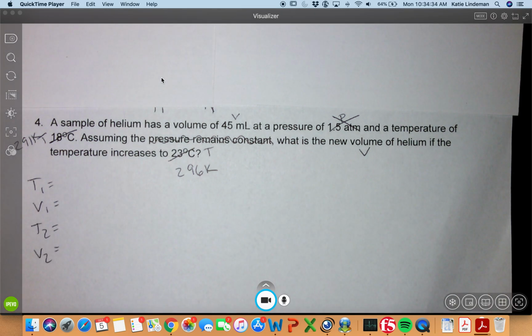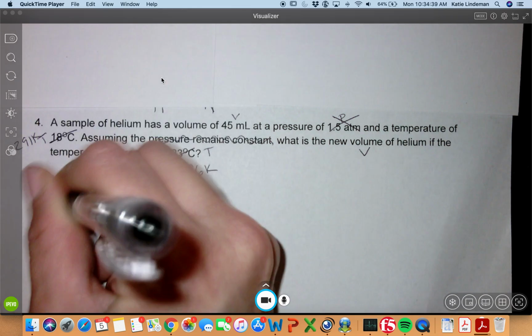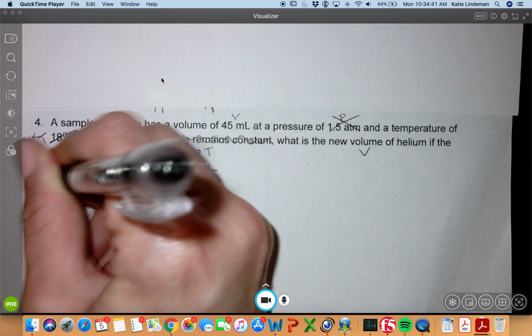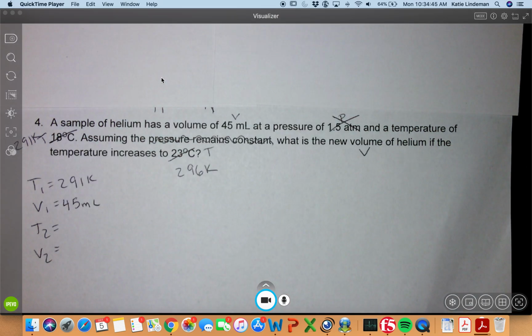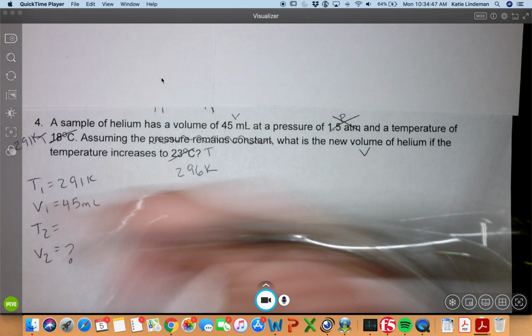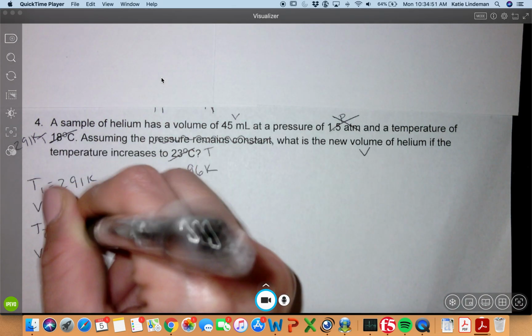Okay, so we have 45 milliliters at 291 kelvins. So that's our initial. And then for the next one, we do not know the volume, but the temperature is 296.